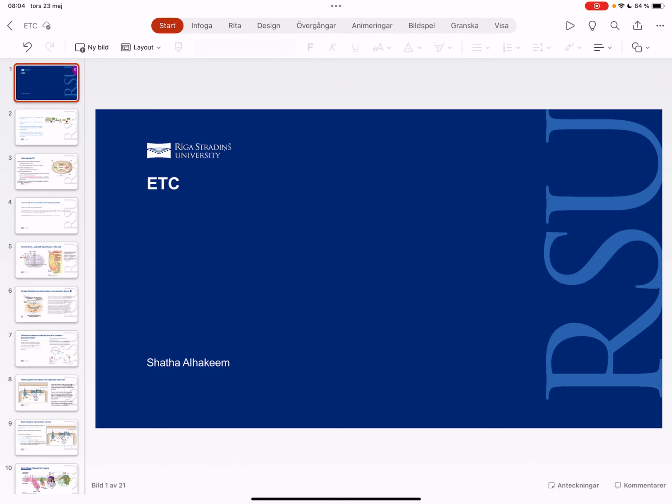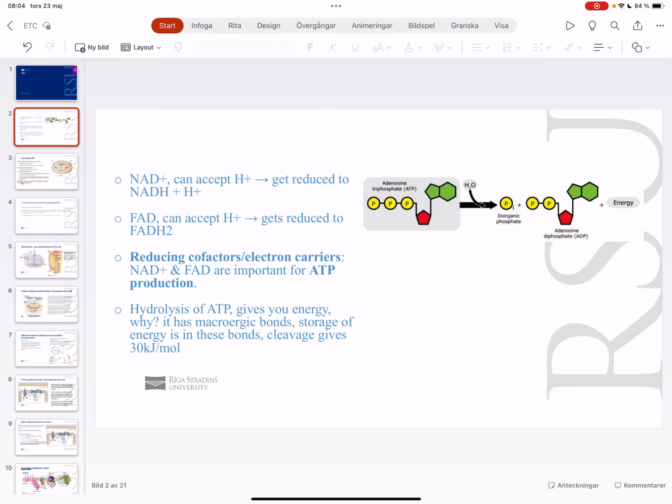Okay, so let's talk about the electron transport chain. First of all, I would just like to say, maybe this is a good thing to know, that NAD plus is a cofactor and it can accept hydrogens and get reduced to NADH plus H plus. Similarly, we have FAD that can accept hydrogens and gets reduced to FADH2. Whenever we say reduced, that means that it has gained hydrogens.